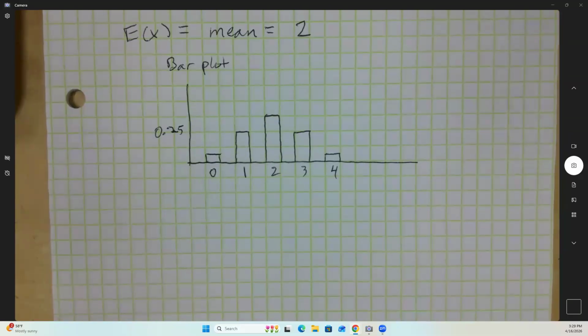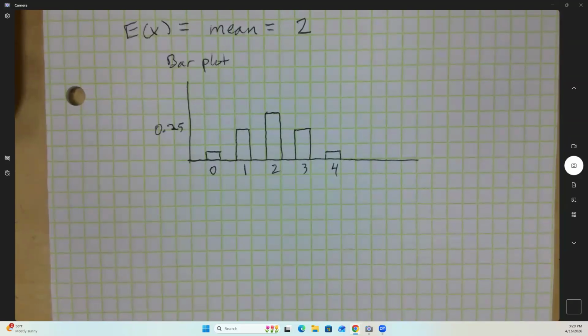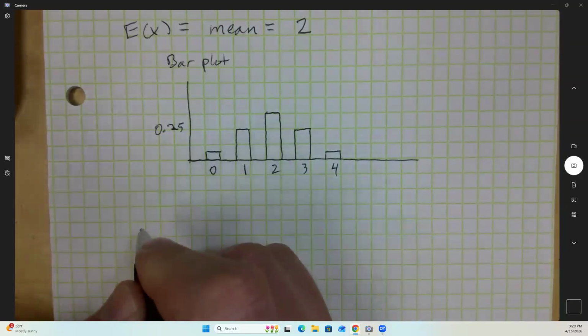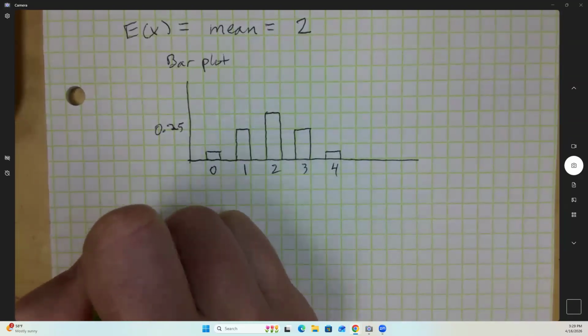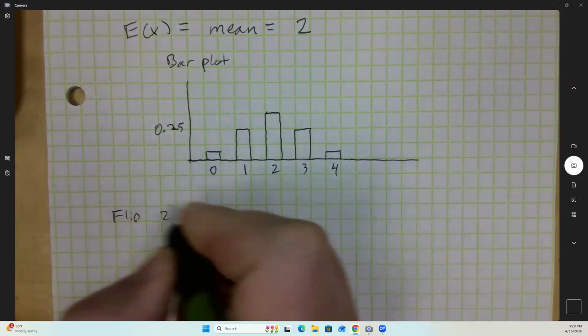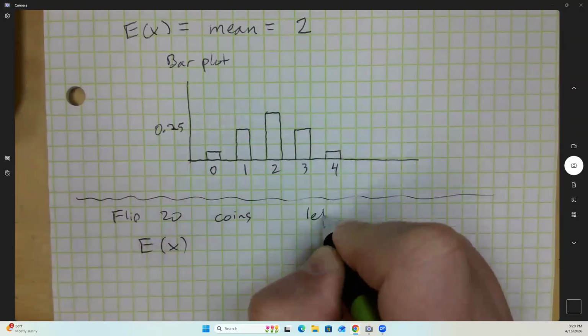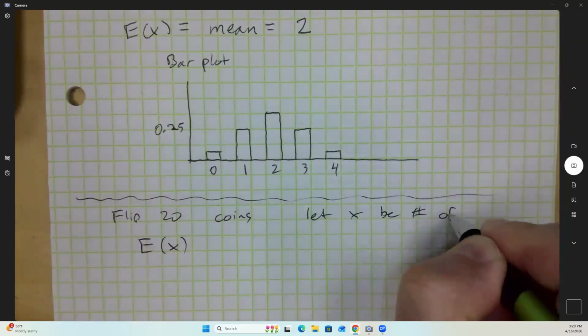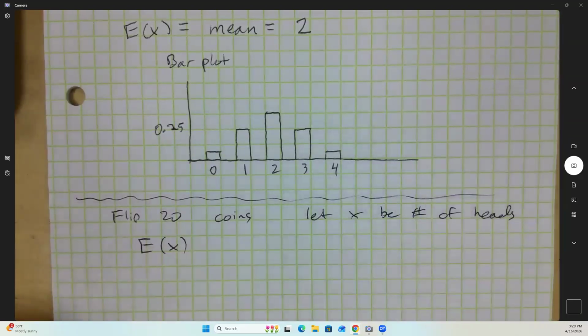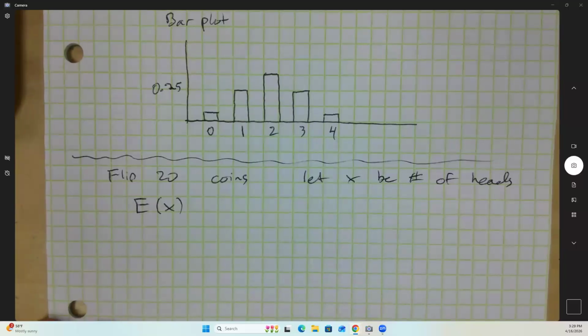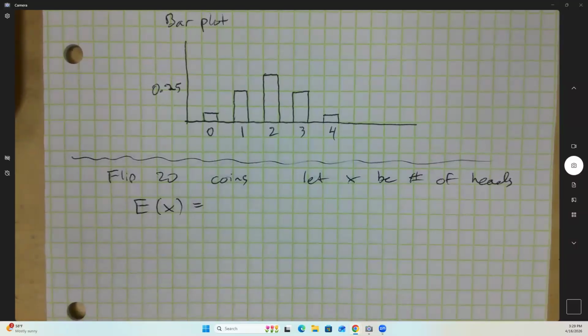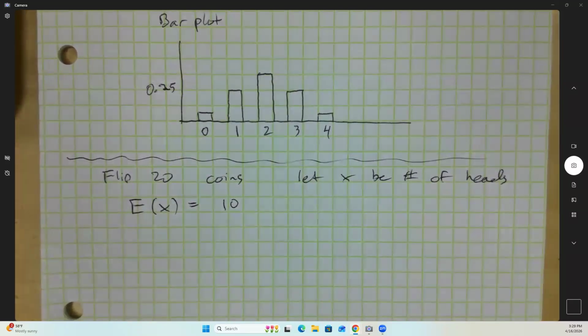All right. Let's do a little more. How about instead of flipping 4 coins, let's flip 20 coins. We'll let X be the number of heads. What's the expected value of X? How many heads do you think you would get if you flipped 20 coins? I heard someone say 10. I agree, because it's either going to be heads or tails with an equal probability.